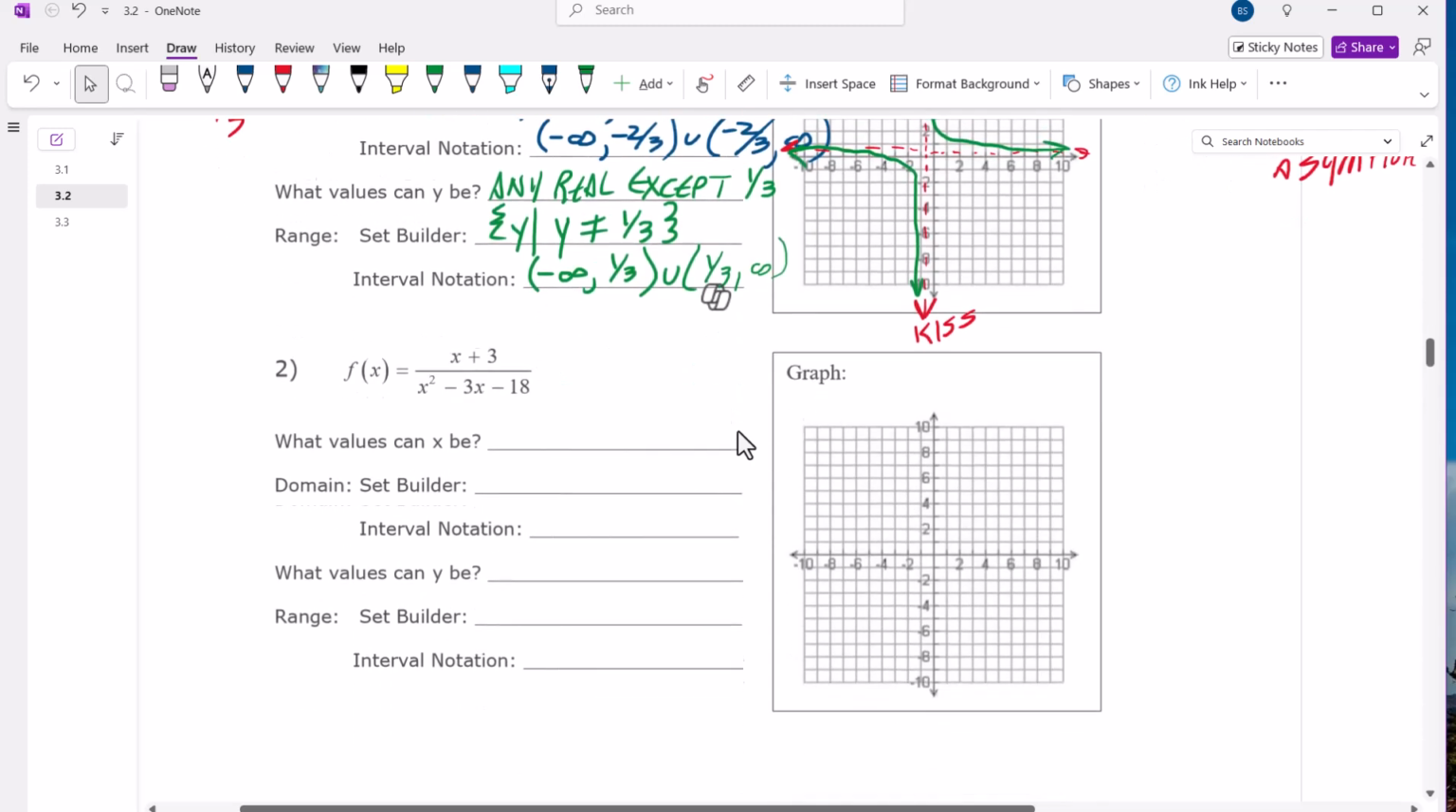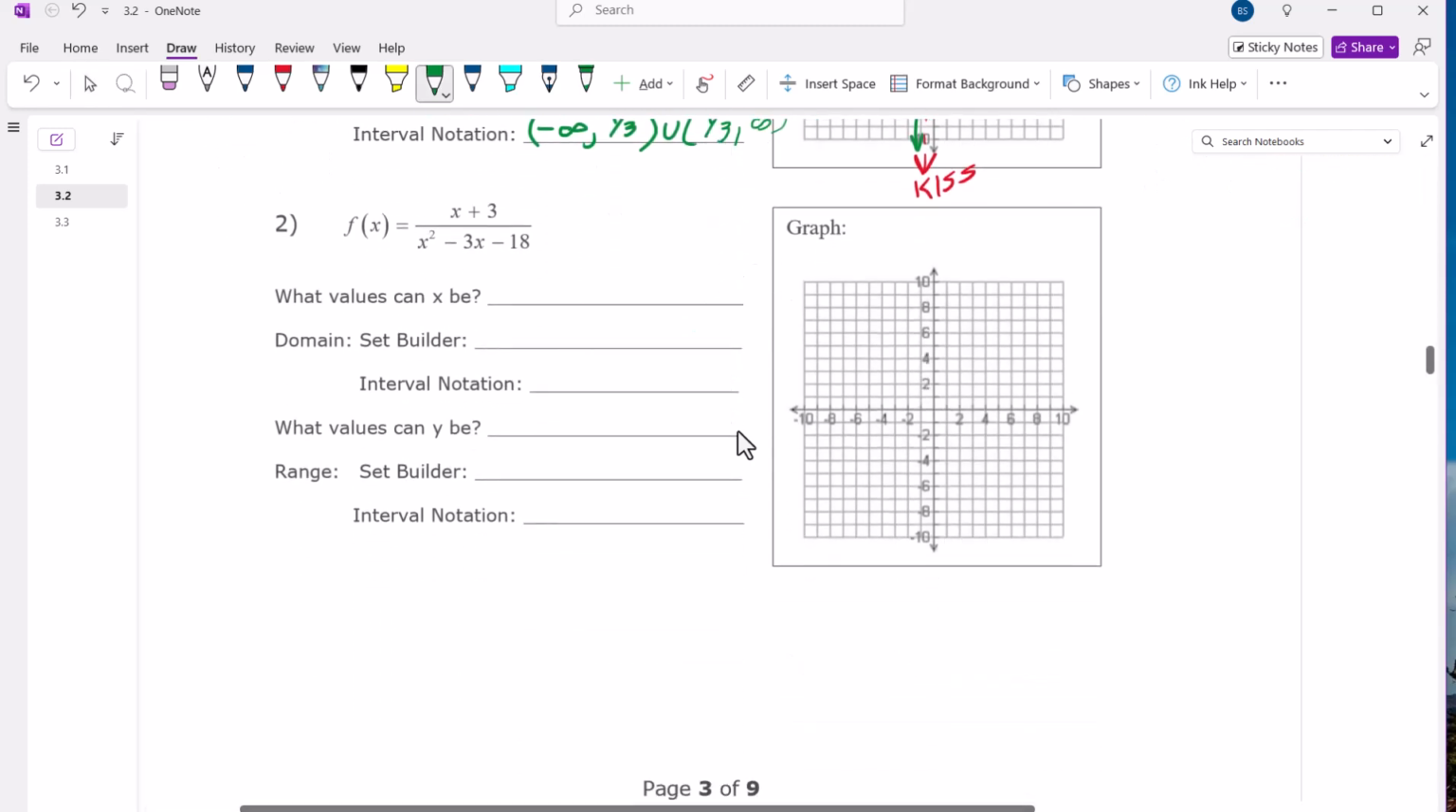Next problem. What I'm going to do is I'm going to factor the denominator.